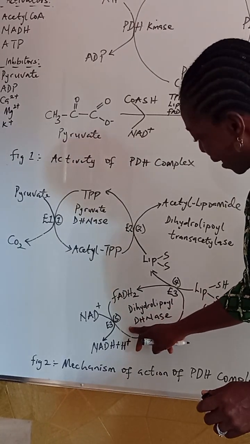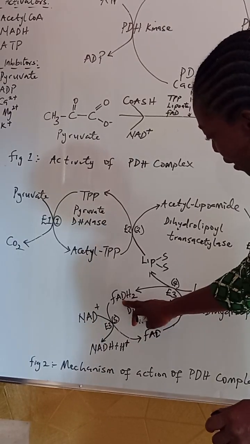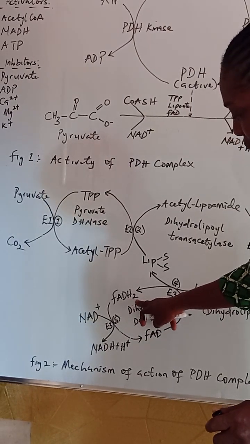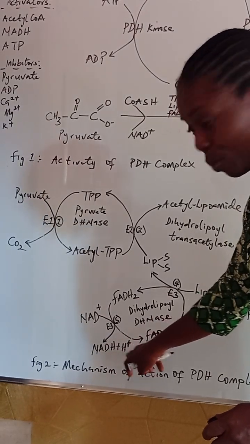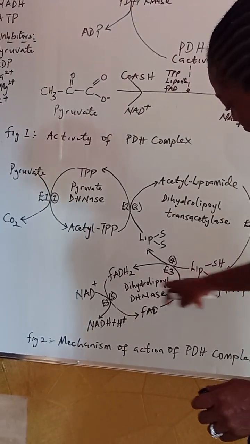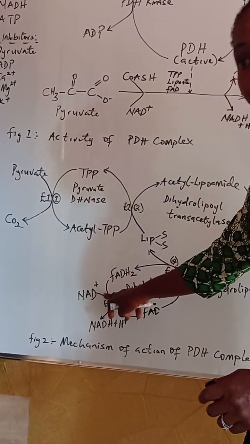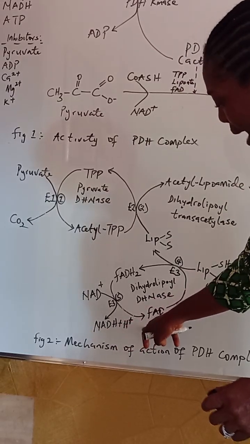This same enzyme that catalyzes step 4 also catalyzes step 5, which is what? FADH2 transfers the 2 hydrogen atoms from it to NAD to give us NADH plus H. So FAD receives the hydrogen as step 4 and then transfers it to NAD as step 5 to give us a final product, NADH plus hydrogen.